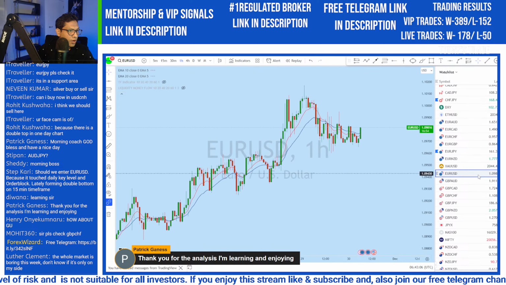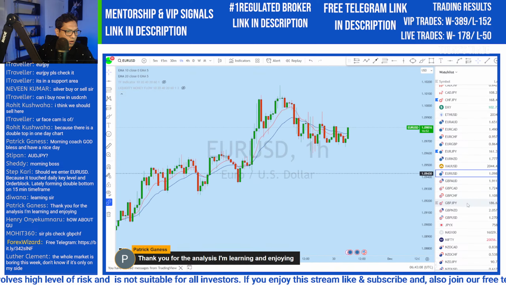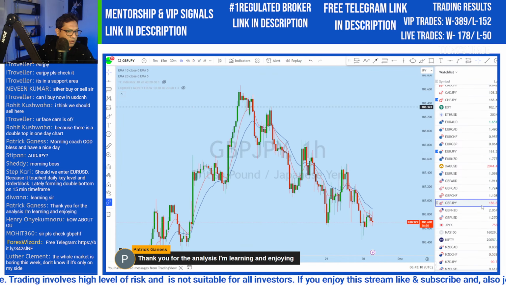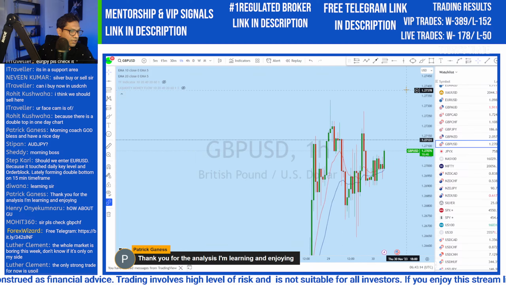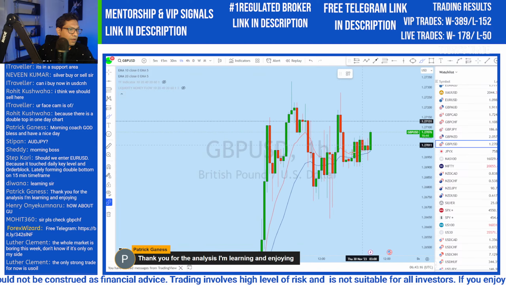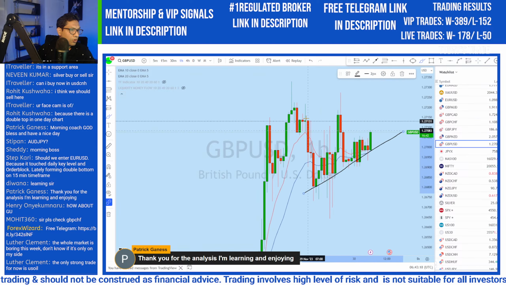Okay, so if you look also at the euro dollar and some of the USD pairs, looking at the GBPUSD also, we can see the price. This is a very important level of support here on GBPUSD. Now from that support level, we can see that GBPUSD may bounce to the upside.